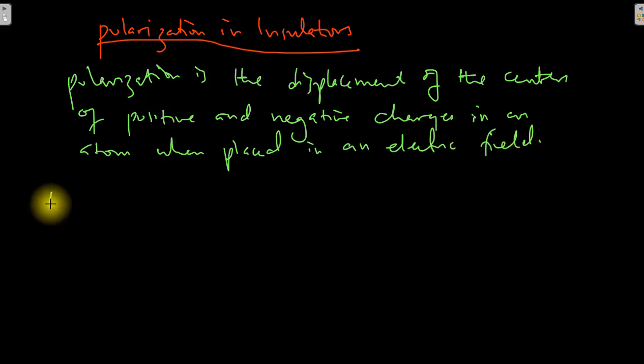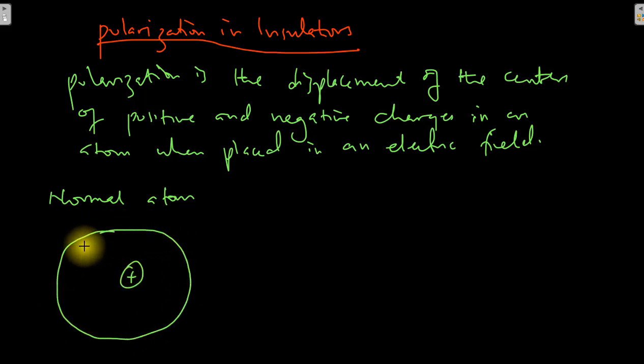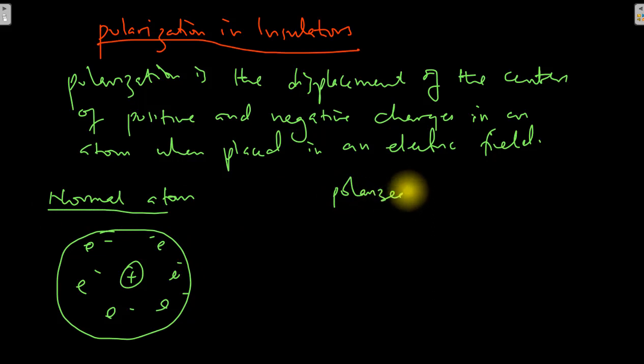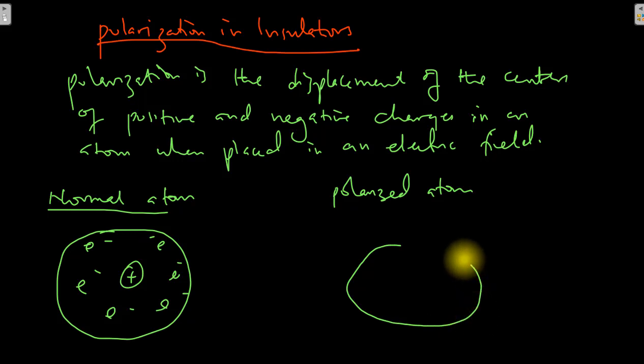So we all know that for a normal atom, the protons are at the center and the electrons are in a cloud around the nucleus. So this is a normal atom, but for a polarized atom, if I have my atom and I place it in an electric field, okay, so we have an electric field.